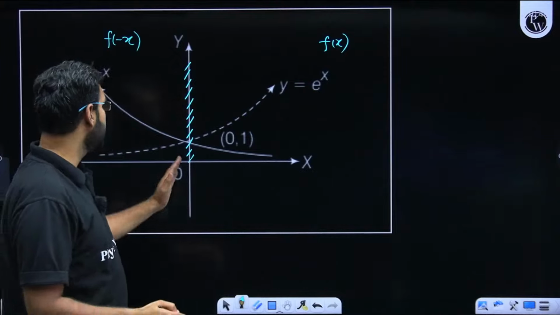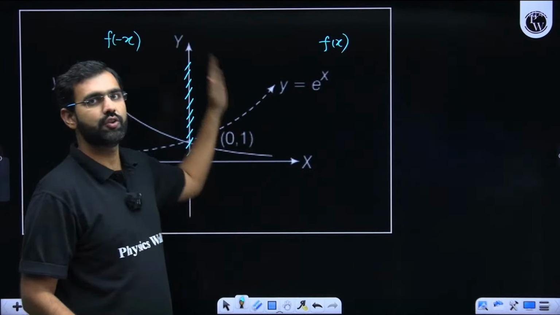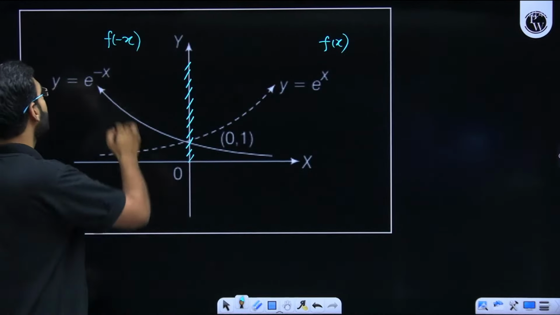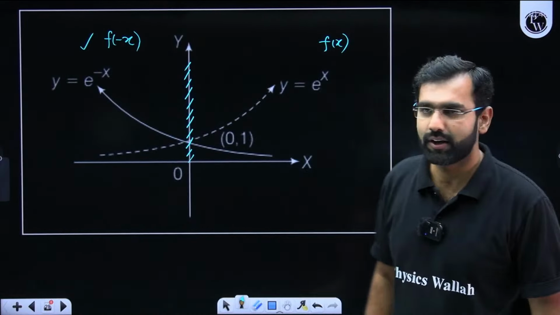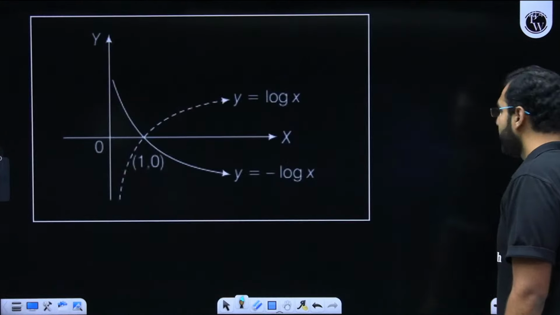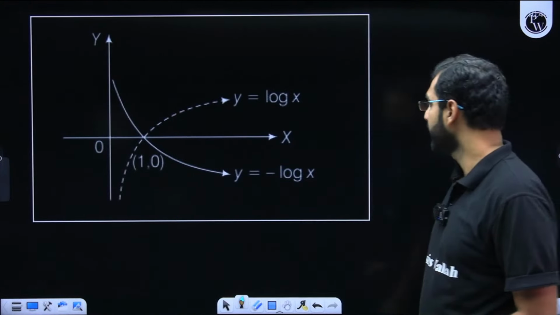So if you take the mirror image of the f of x with respect to the y-axis, you will have the graph of f of minus x. I hope you do remember that. Without any confusion, you can always say so. Now from here, the next conclusion. This is something again very important.